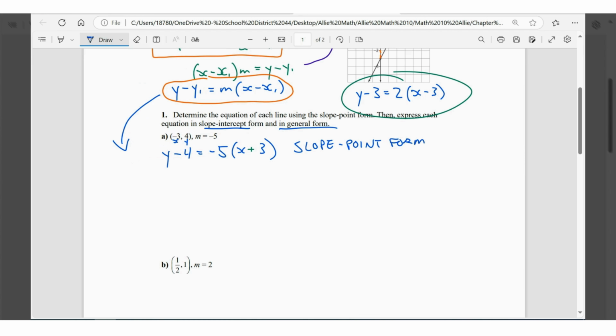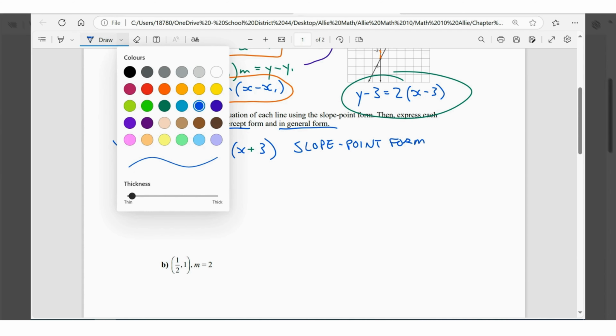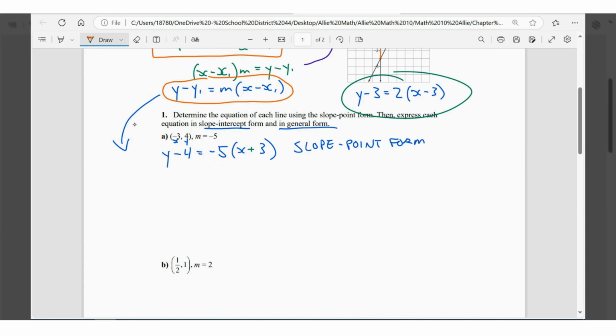Okay, and now let's maybe go to slope intercept form next. Remember, we want our y on one side with everything else on the other side. Let's first distribute this 5 inside the bracket. So we're going to go 5 times x and 5 times that 3. So we still have y minus 4 equals negative 5x, subtract 15.